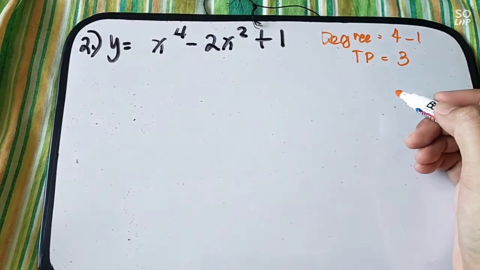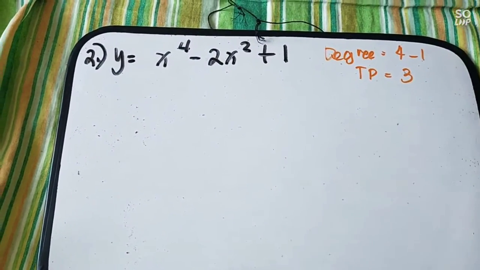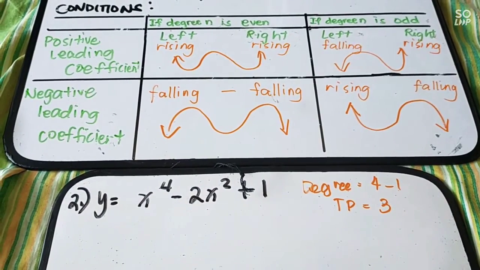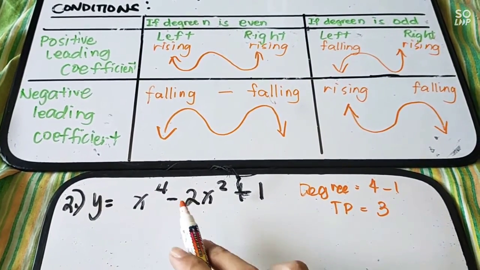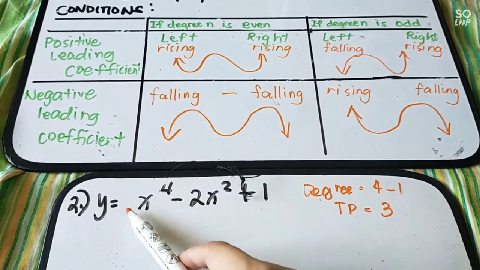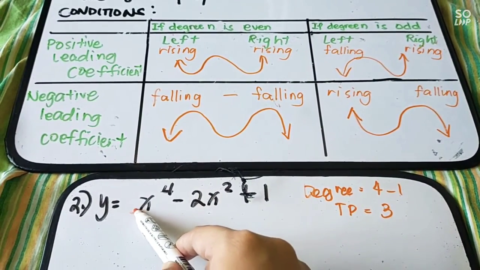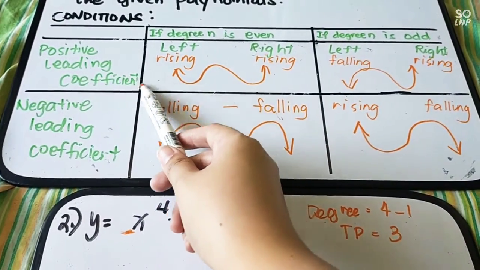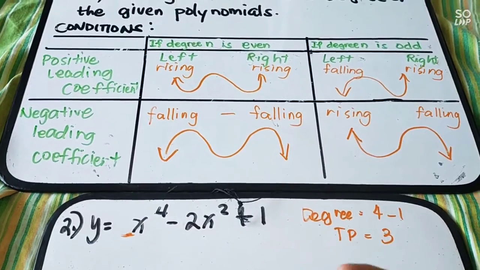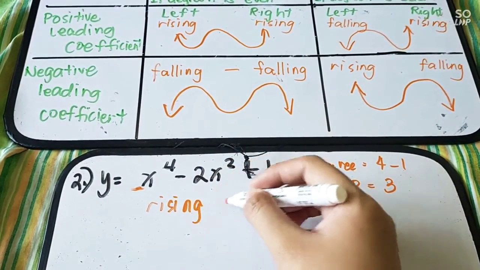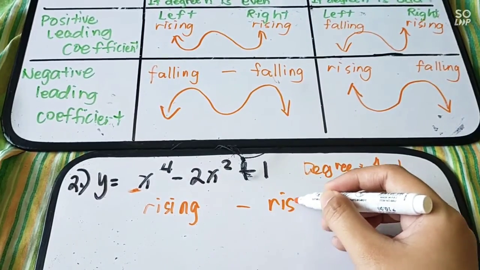So, next tayo. Let us have the condition with our first step, the behavior of the graph. O, ayan tayo. So, since we have here even 4, then we have positive. Diba? Positive 1 yung ating leading coefficient. So, we have positive and even. So, dito tayo sa first condition. So, therefore, ang ating graph should be rising left and then rising din sa right.